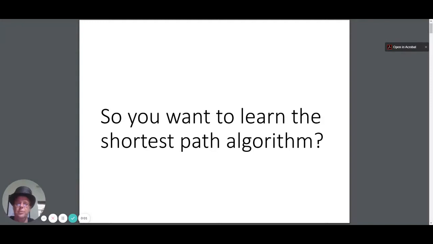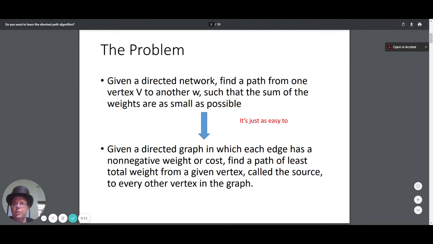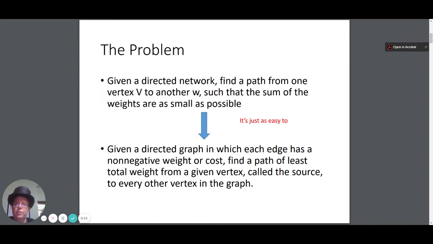Okay, so this is part two of the graphs lecture, and today we're going to talk about the shortest path algorithm. So the problem is, given a directed network, so a directed graph, find a path from one vertex v to another w, such that the sum of all weights is as small as possible.